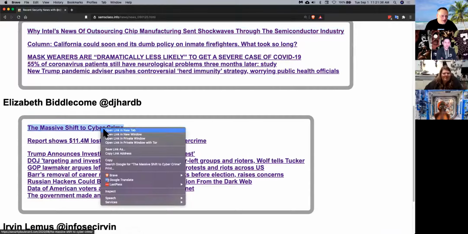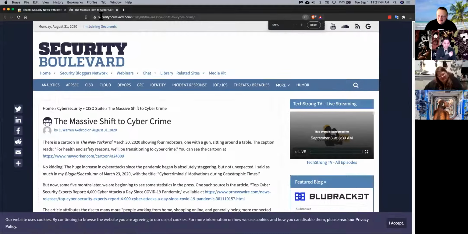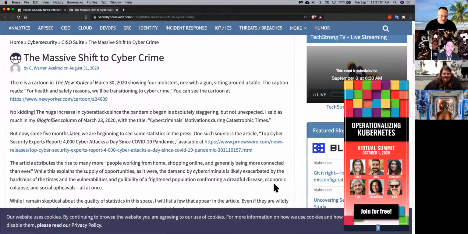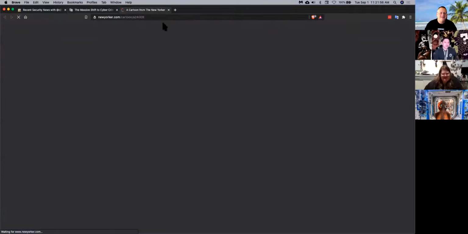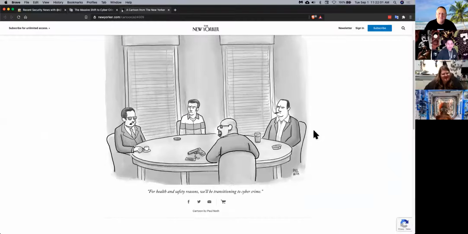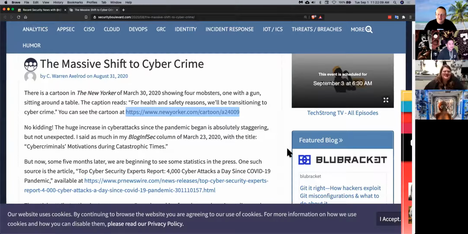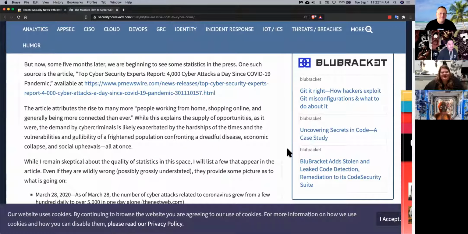And then we got people shifting to cybercrime. Well, I thought everybody was already in cybercrime. Anyway. Yes, but it is kind of amusing, and there is actually a fantastic New Yorker cartoon linked in this article of some bad actors sitting around a table and talking about how they're going to move from health and safety reasons over to cybercrime rather than just shaking down people on the street. Yeah. But it is interesting to see some of the statistics that are linked through here.